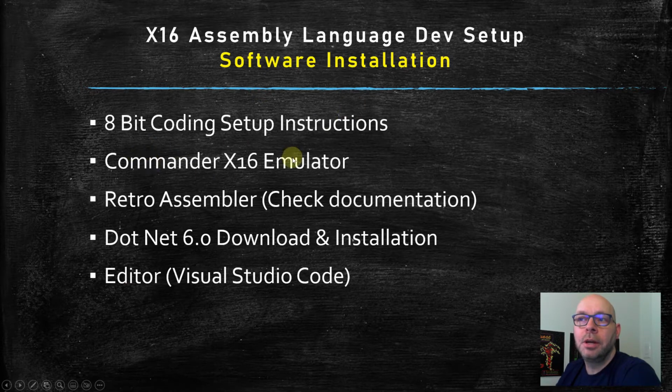We've installed the emulator, we've installed the assembler, we've installed this .NET 6.0 framework, and we've installed the Visual Studio Code editor. So if you've come this far and you were able to install these three, well, I guess 4 packages, then the next step is to configure these tools to work together to allow us to easily create an assembly language program for the Commander X16. So we're getting closer to doing some fun stuff, and now let's move on to some configuration.